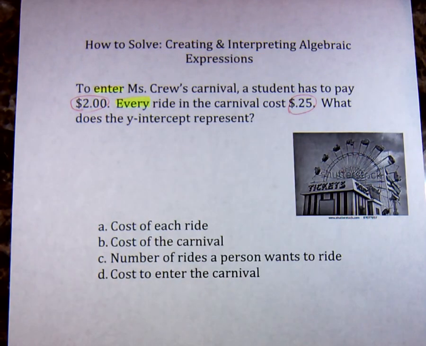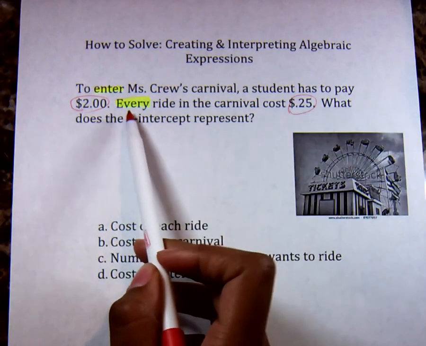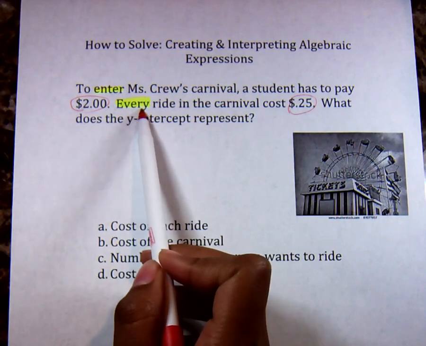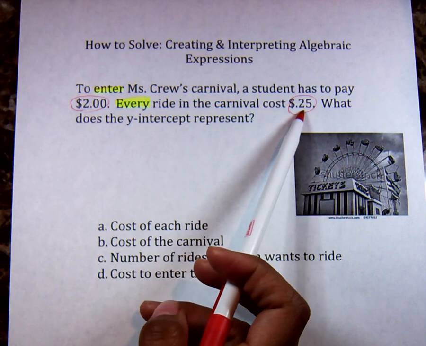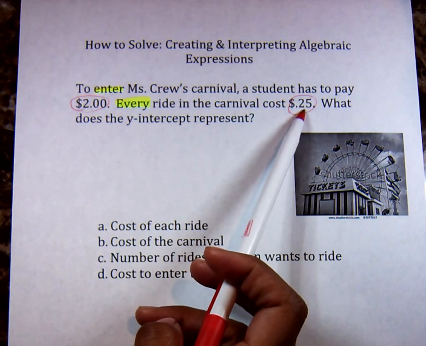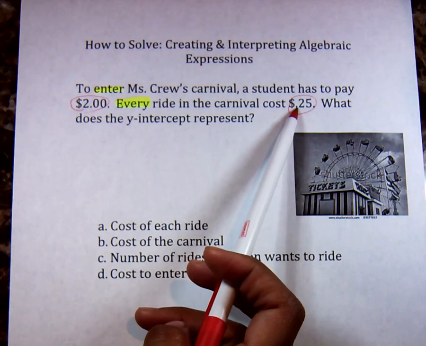Every is another example of my slope because this is saying per. So every ride I'm paying 25 cents. So if I only ride one ride, it's 25 cents. If I ride two rides, it's 50 cents. If I ride three rides, it's 75 cents, and so on.